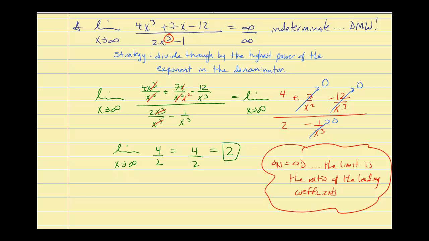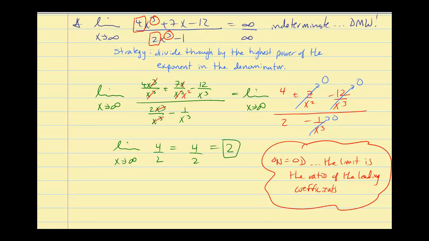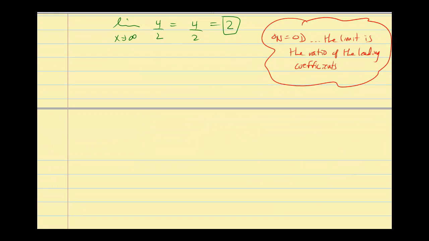So in this case, my highest powers in the numerator and denominator were the same. I had a 3 in each. So the limit is the ratio of the coefficients in front of those highest powers. So 4 over 2, which in this case is 2. So those are the shortcut rules. And again, you'll save yourself a lot of time if you remember the shortcut rules. It's a lot easier than dividing through by the highest power of the exponent in the denominator. Now what we're going to do is use these shortcut rules to learn about horizontal asymptotes.